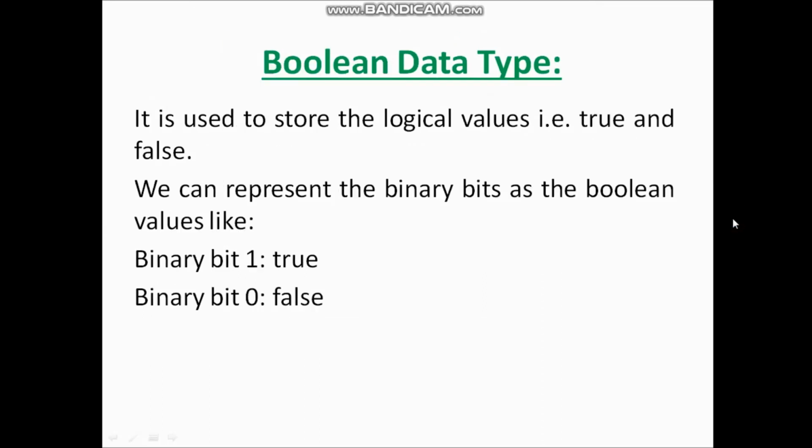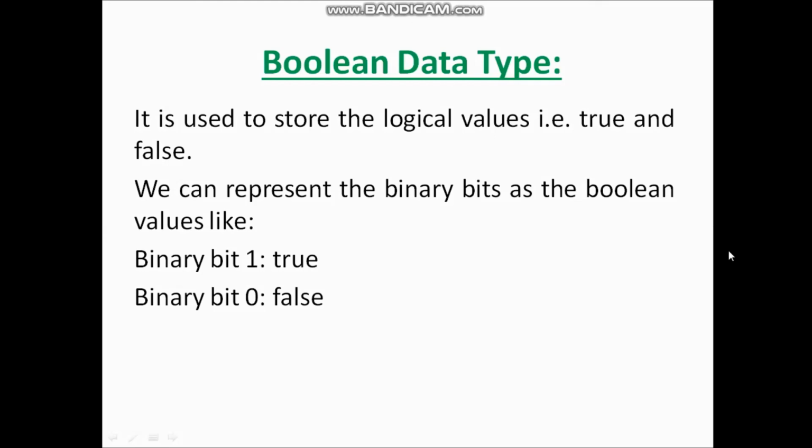Then next one is Boolean data type. This data type is used to store logical values, that is true or false. We can represent binary values as Boolean values, like binary bit 1 is true, 0 is false.